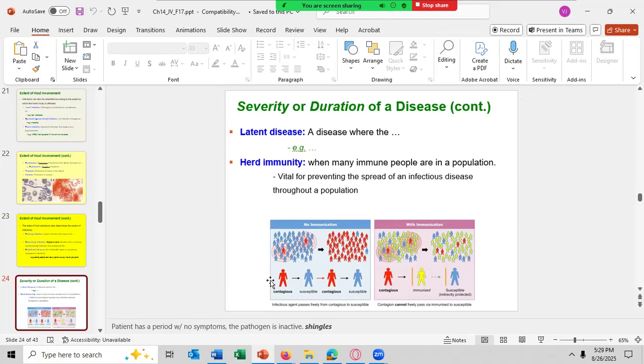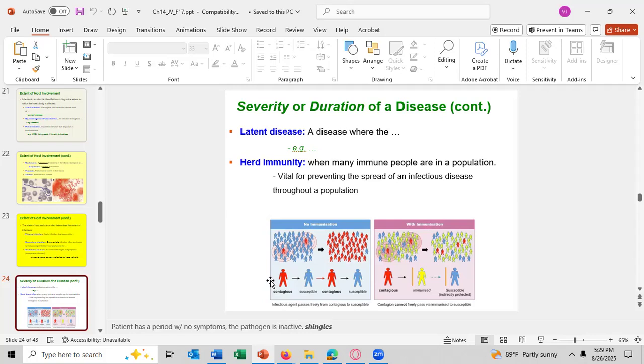When talking about the severity or duration of a disease, there are two terms you need to know: a latent disease and herd immunity. A latent disease, we've already talked about this, I think, is a disease which goes latent, where it's no longer having signs and symptoms of disease, but the disease doesn't totally go away, and then it may come back. Now, with the viruses, when they go latent, they usually are not replicating, they're not causing disease, they're not doing damage to the body while the virus is latent.